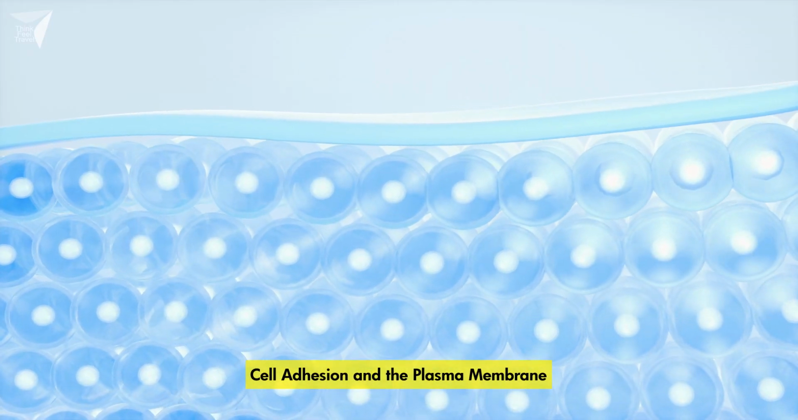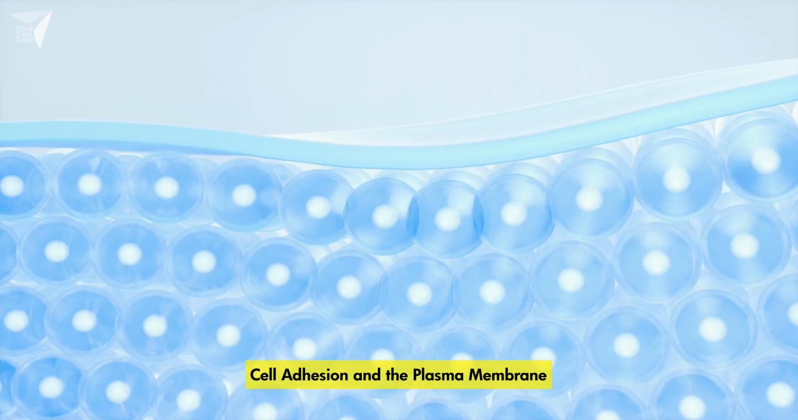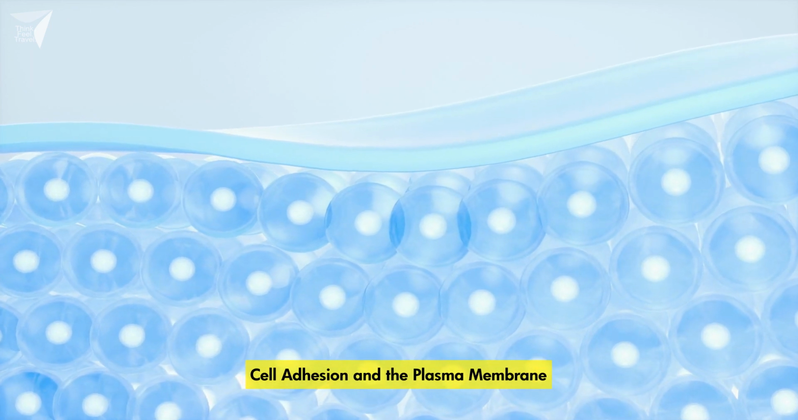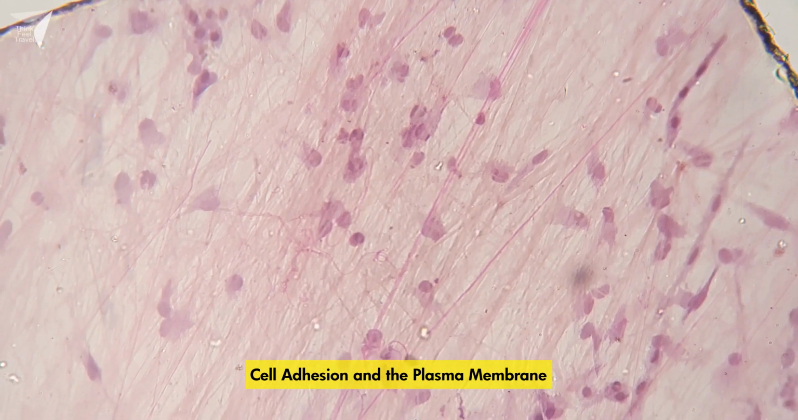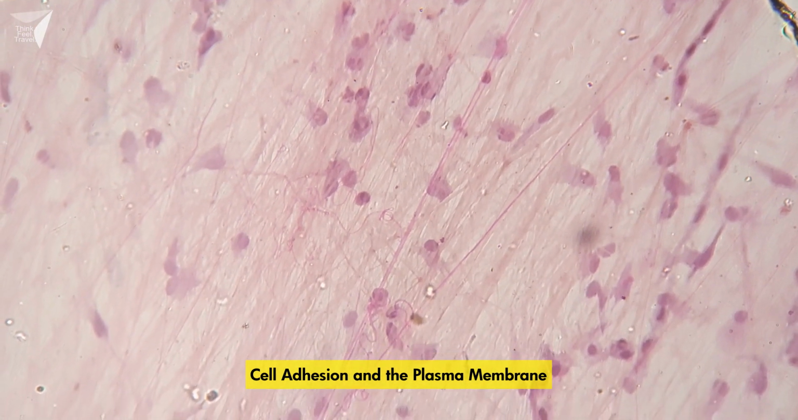Finally, the plasma membrane plays a critical role in cell adhesion, enabling cells to adhere to each other and to their surrounding framework, which is essential for the formation of tissues and organs.